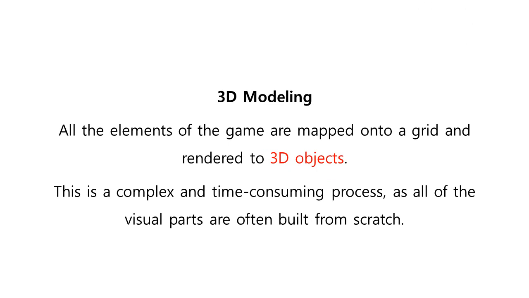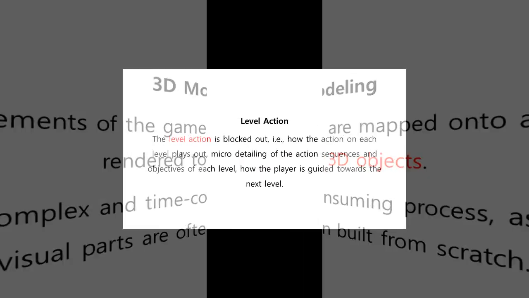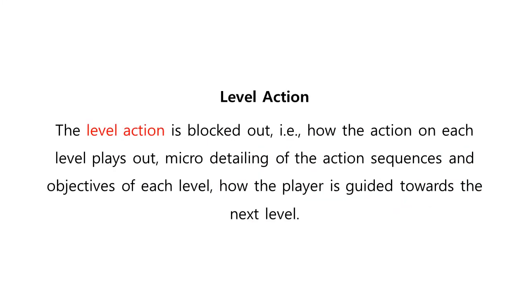For 3D game designs, 3D modeling is one of the processes involved in the production stage. All the elements of the game are mapped onto a grid and rendered to 3D objects. This is a complex and time-consuming process, as all of the visual parts are often built from scratch. The level actions must also be defined in the production stage. The level action is blacked out, that is, how the action on each level plays out, micro-detailing of the action sequences and objectives of each level, and how the player is guided towards the next level.